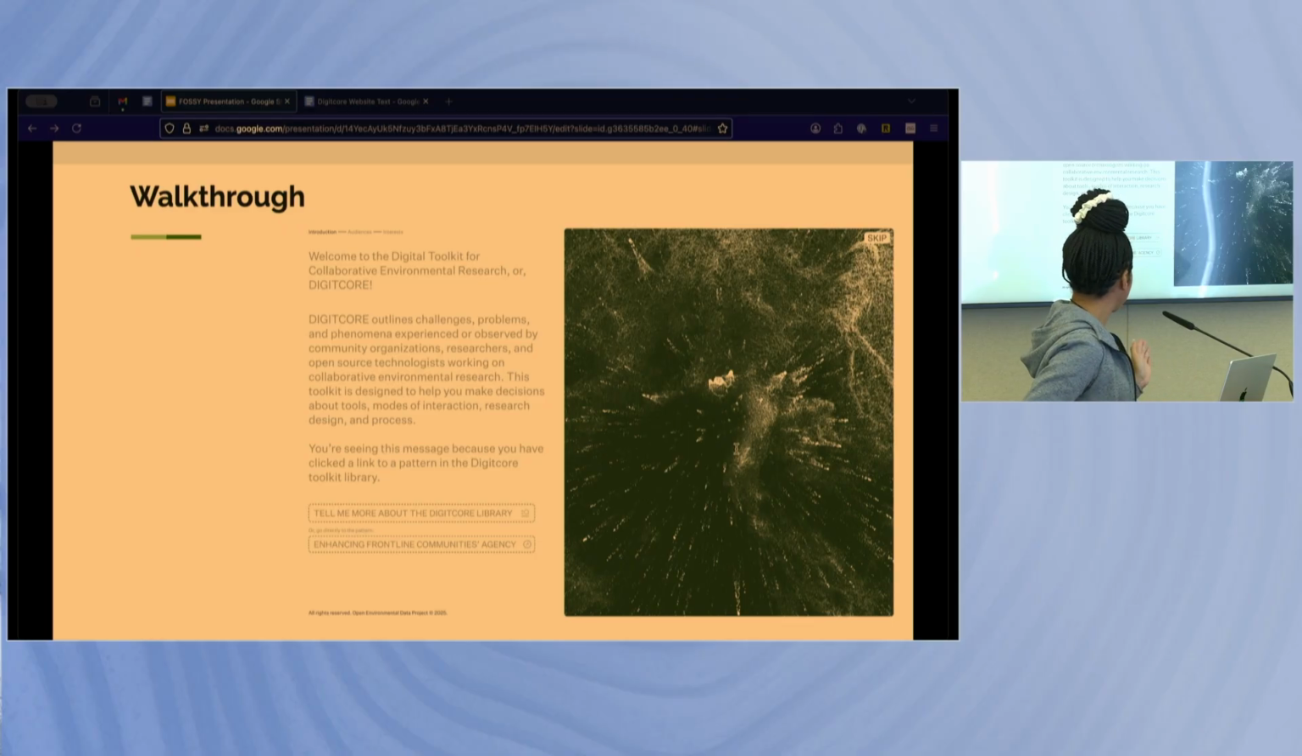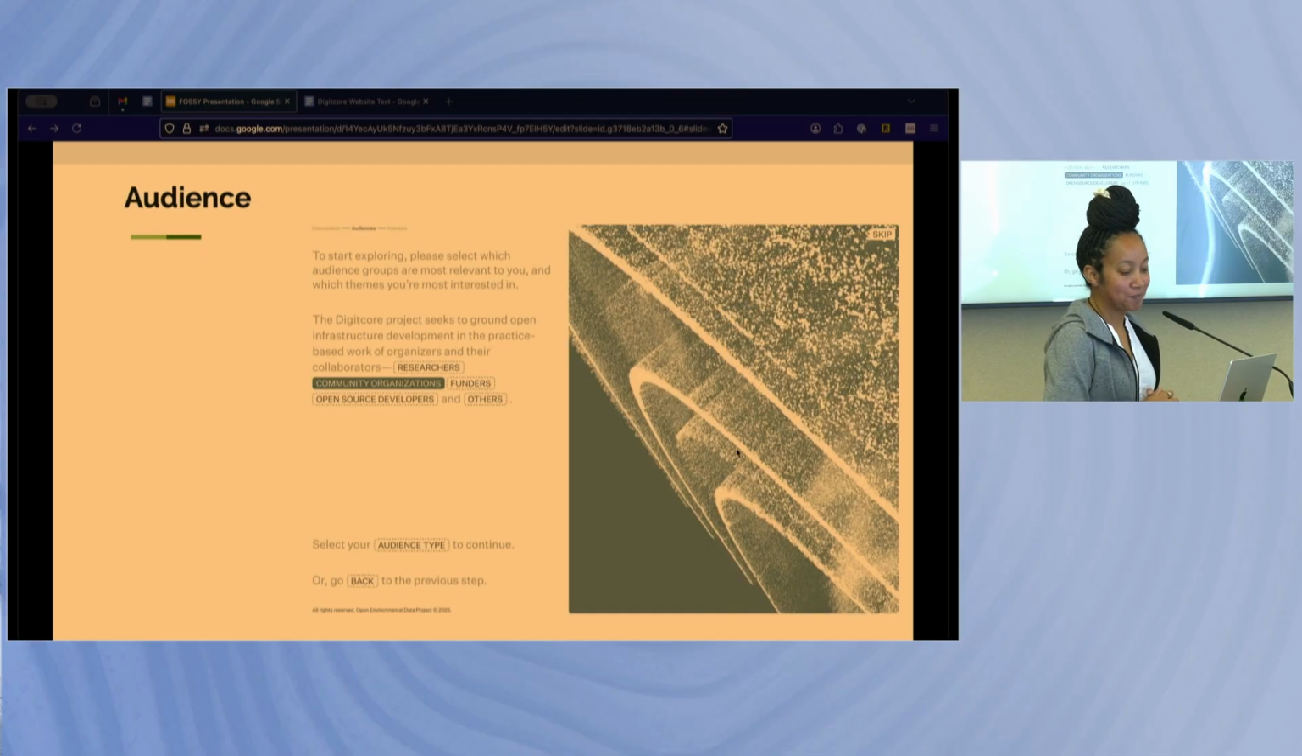You'll notice also the last paragraph, like I mentioned, says you're seeing this message because you have clicked the link to a pattern. Like I said, we really want to make sure that it's a tailored experience for each person. Hopefully all on the local computer. No tracking, none of that. But once you do that, you can then choose to continue with onboarding.